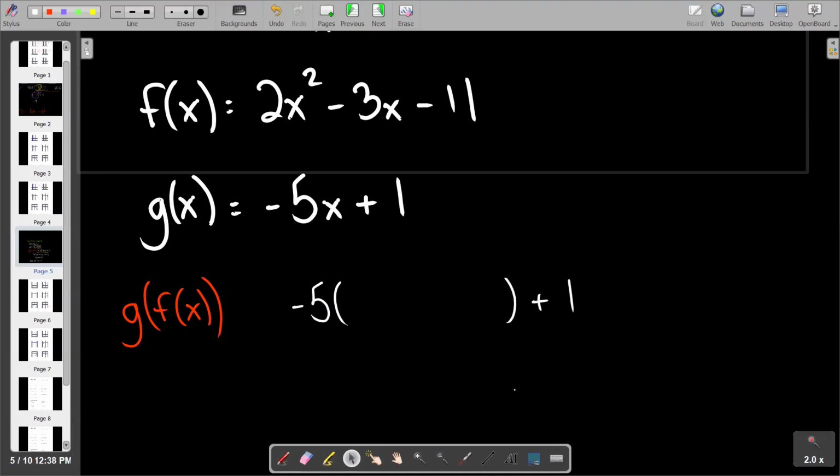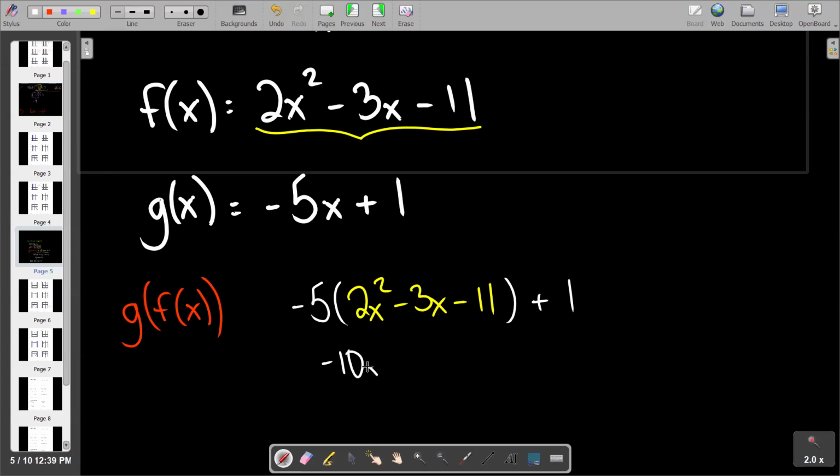And what's going to go in the blank? Right. All of the other function is going in. So 2x squared minus 3x minus 11. This one's easy because it involves no squaring or anything. It's really just, I mean, give me a break. So when you distribute through, what do you get? That's 56. Done.